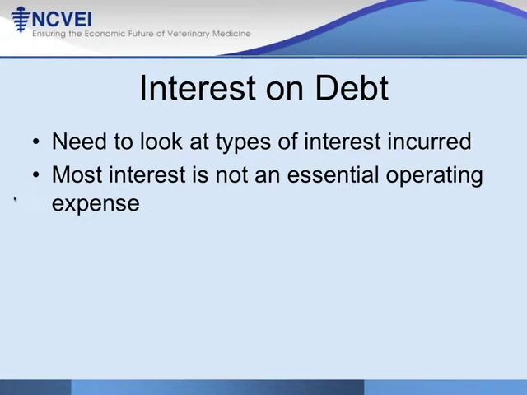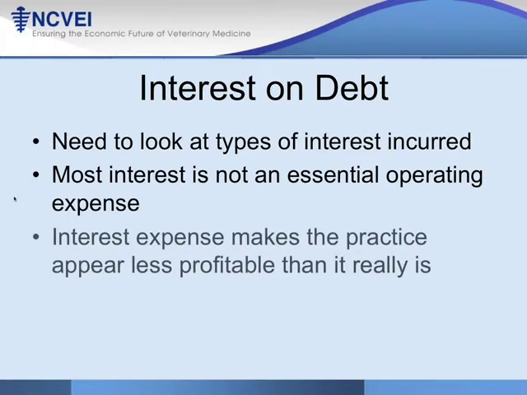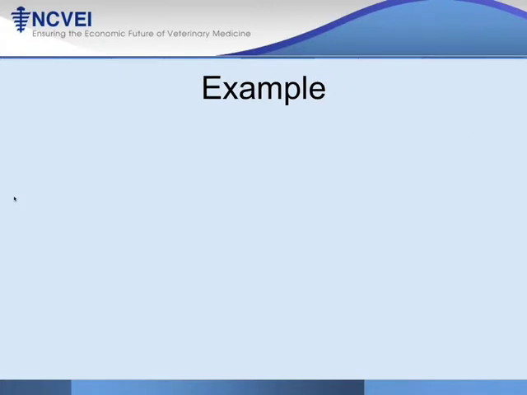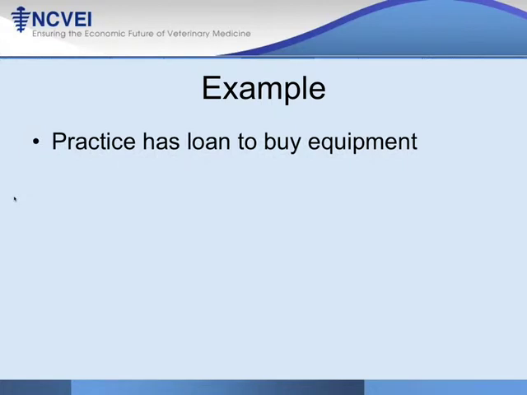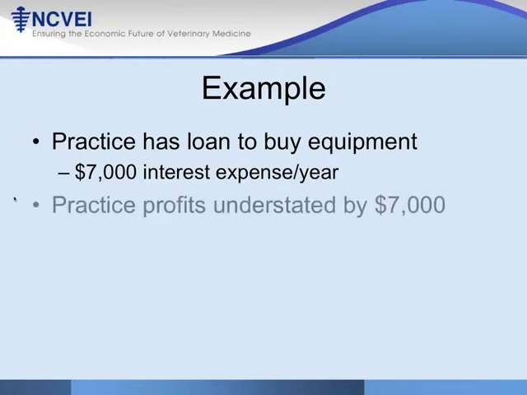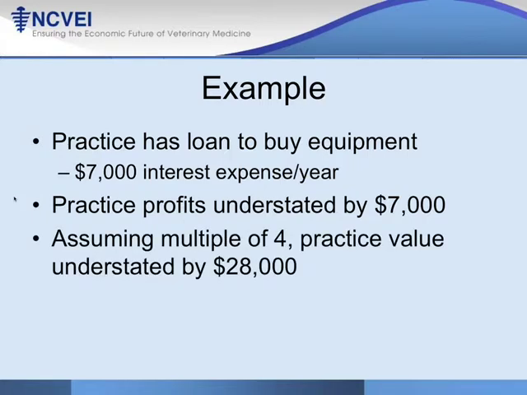So interest expense, while it's okay to deduct it on the tax return, should not be included in the practice profitability calculation, and that makes the practice appear less profitable than it really is. Here's an example of the impact of interest expense. Let's say the practice has a loan that they use to buy equipment, and there's $7,000 in interest expense per year. Because that interest is included in the calculation of taxable income, if you just assume that taxable income equaled profits, the practice profits would be understated by $7,000. Again, assuming a multiple of 4, the practice value would be understated by $28,000.